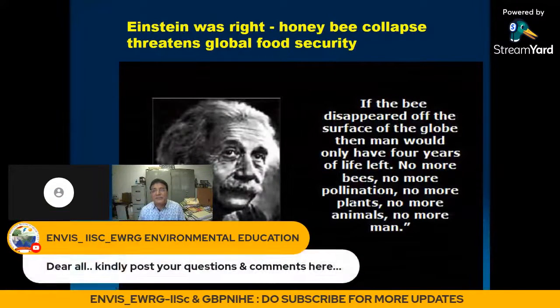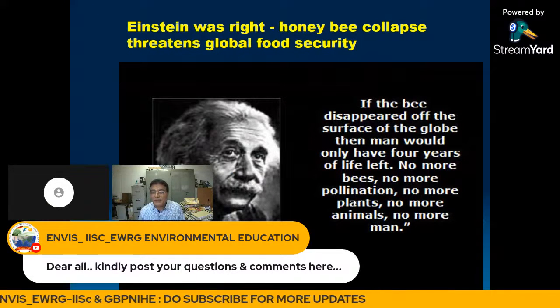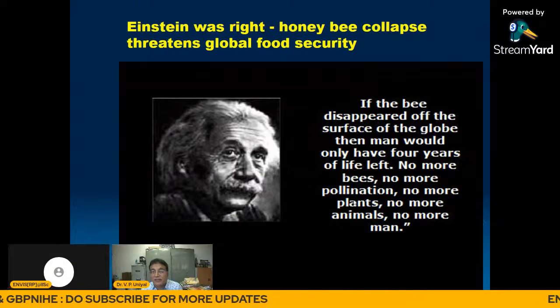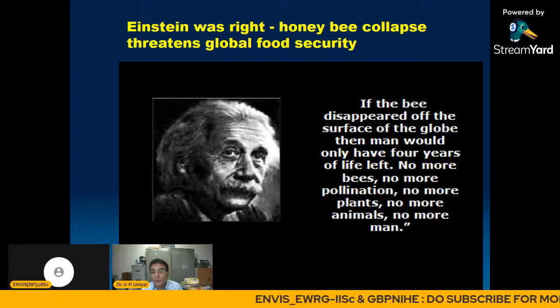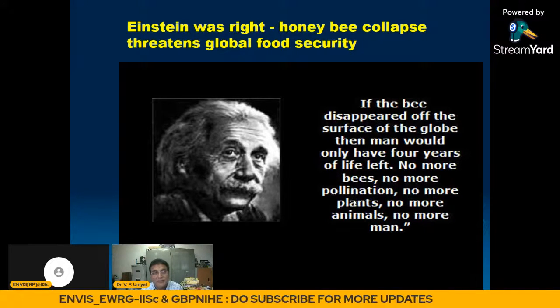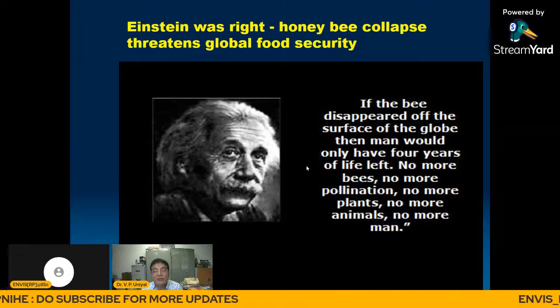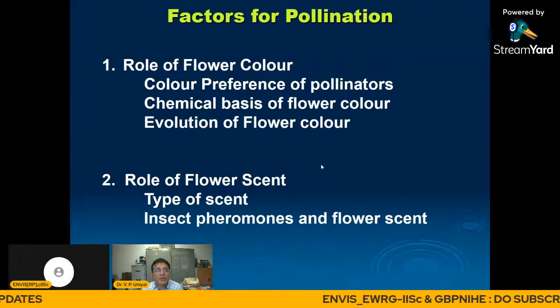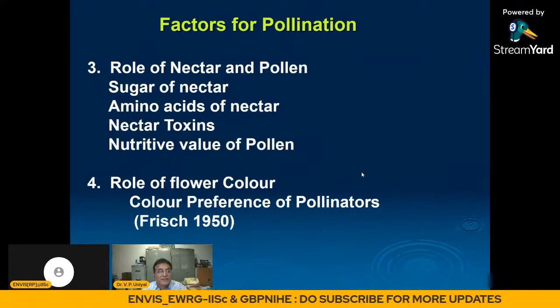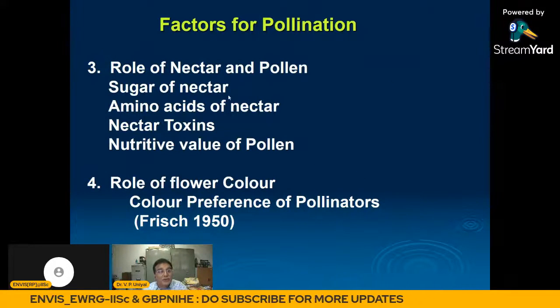If the bees disappeared off the surface of the globe, then man would have only 4 years of life left. No more bees, no more pollinators, no more plants, no more animals, no more man. But our estimation, our knowledge, and our documentation of bees and pollinators is very limited. The factors for pollination are the flowers, the color of the flowers, the fragrance of the flowers, and the role of nectar and pollen.